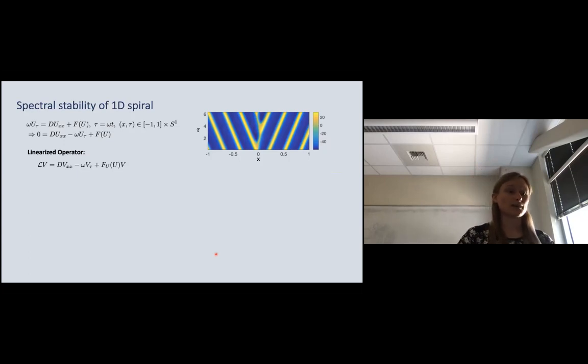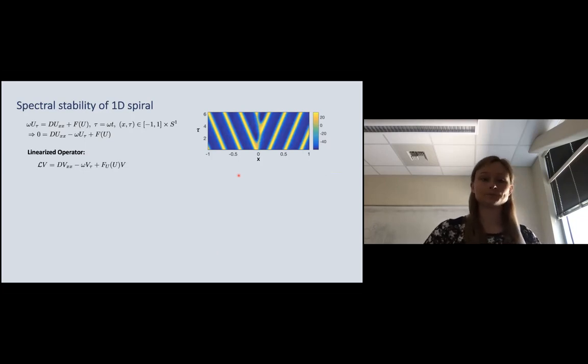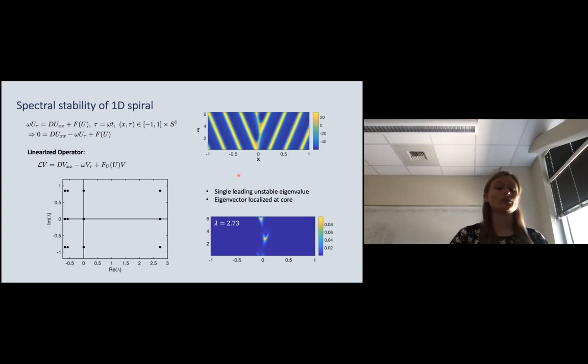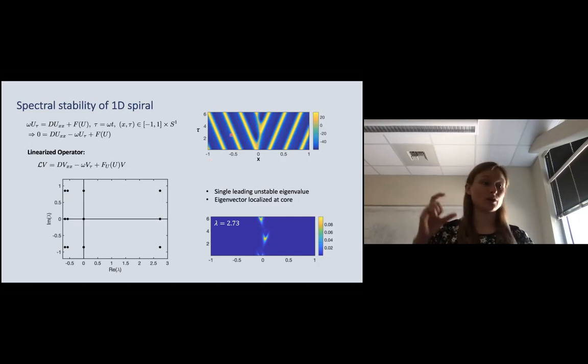To do that, we're going to look at the spectral stability of this 1D spiral. Remember, we phrase this as an equilibrium solution, which means that we can then find the eigenvalues in the spectra of this linearized operator. When we do that, we find that there is a single leading unstable eigenvalue of the point spectrum for this 1D spiral, and that's shown in this figure on the left. You will see that there are vertically periodic branches. They happen at plus or minus i times omega, which is the angular frequency, because of the periodic nature of the pattern. And the eigenvector associated with this unstable eigenvalue is nicely localized at the core.